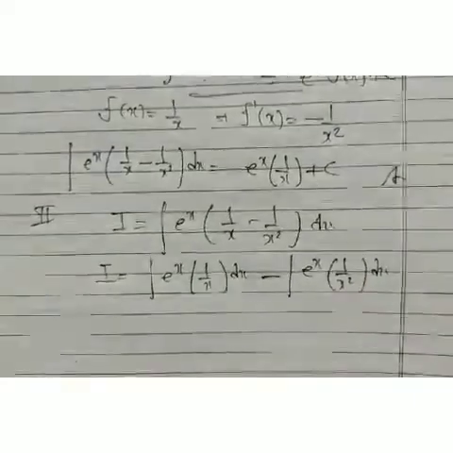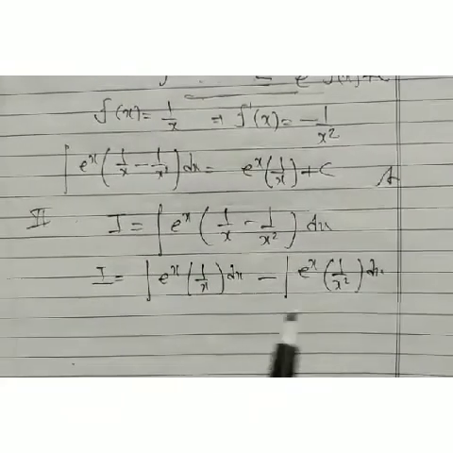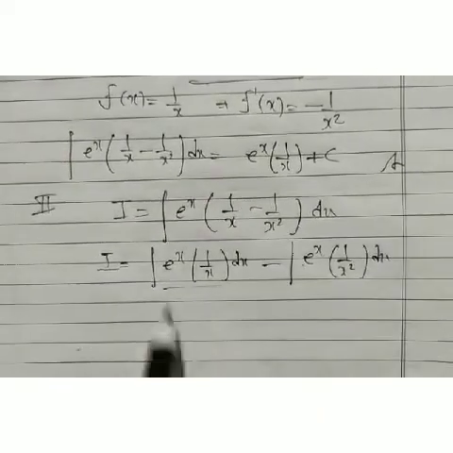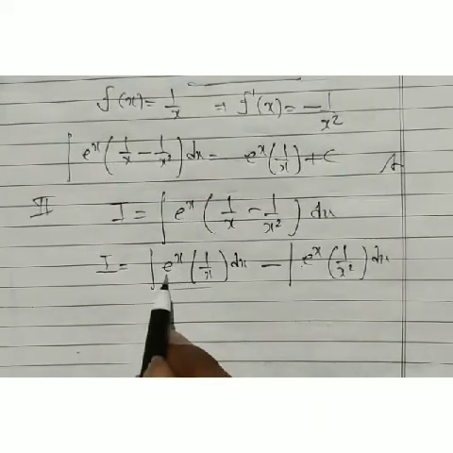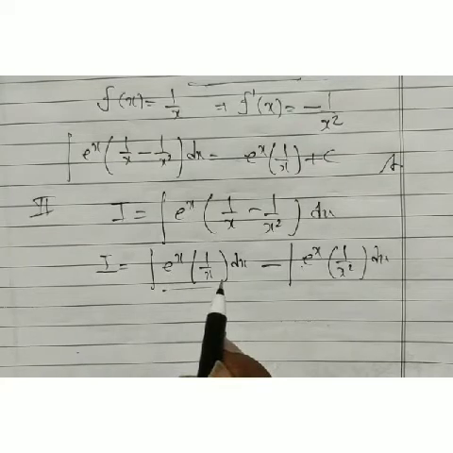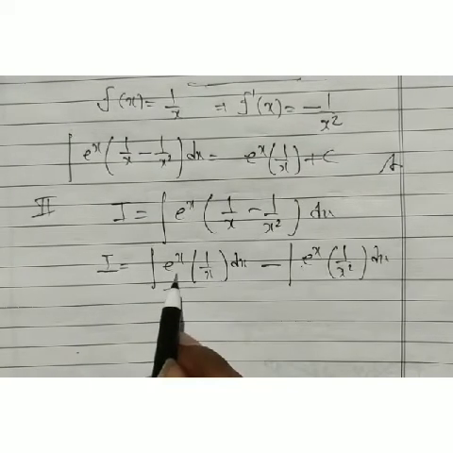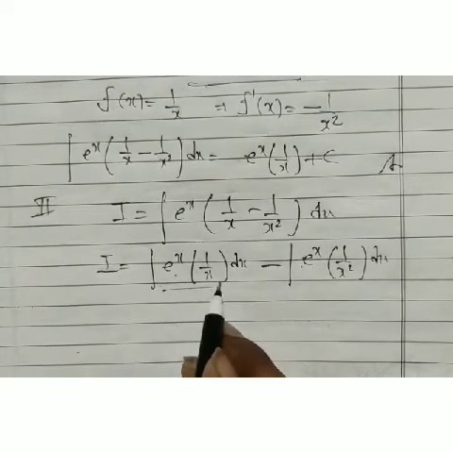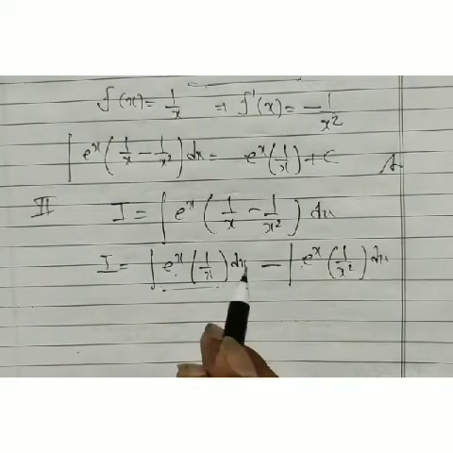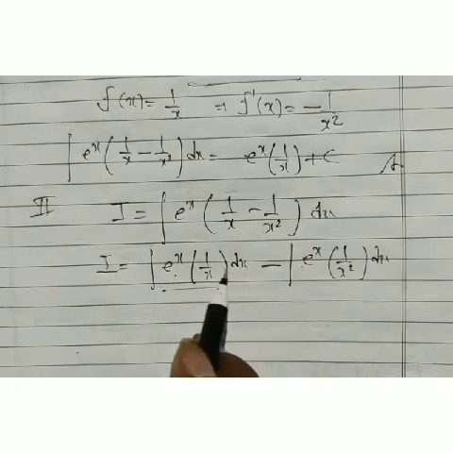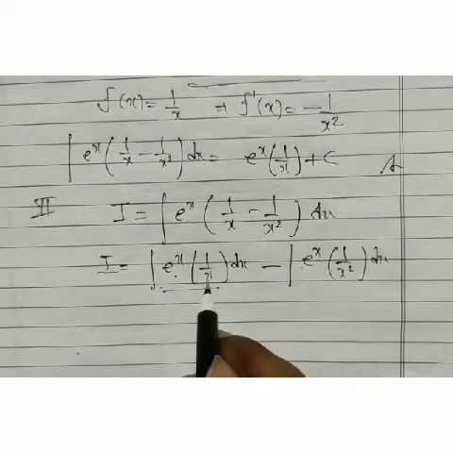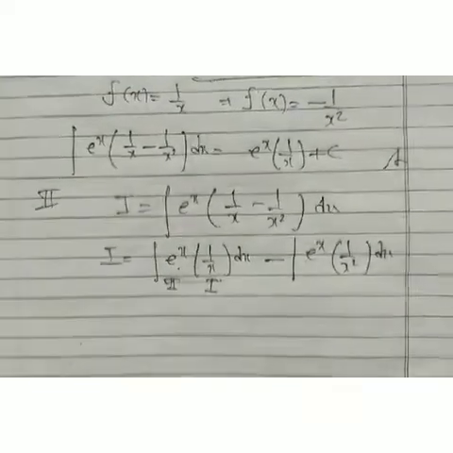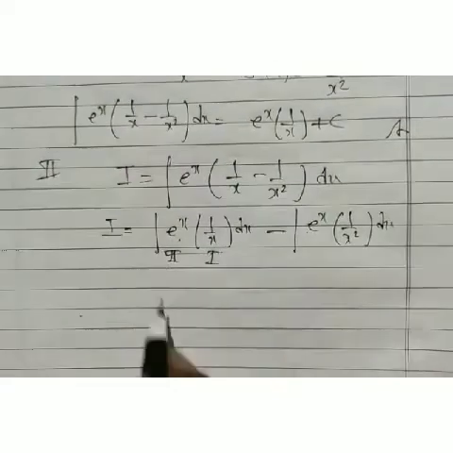Now look here. We are not going to integrate the second one. We are just going to integrate the first one by integration by parts. Its exponent part is e to the power x and the other part is 1/x. Then we take 1/x as the first function and the exponential as the second function, and we use our integration by parts there.